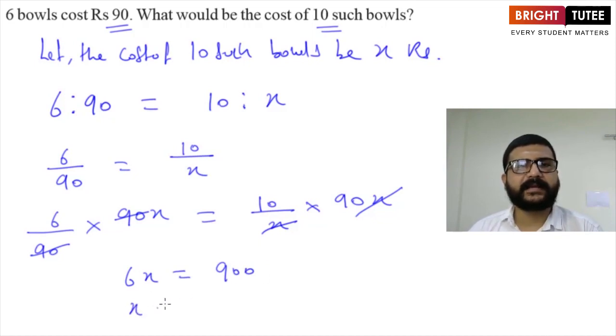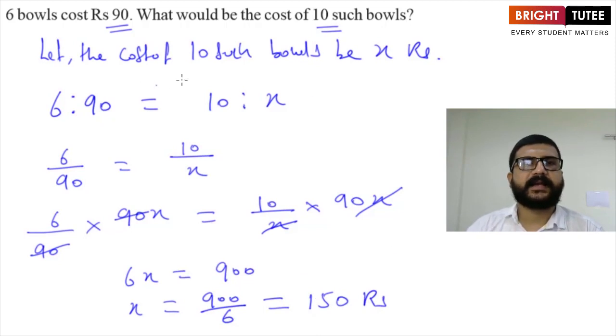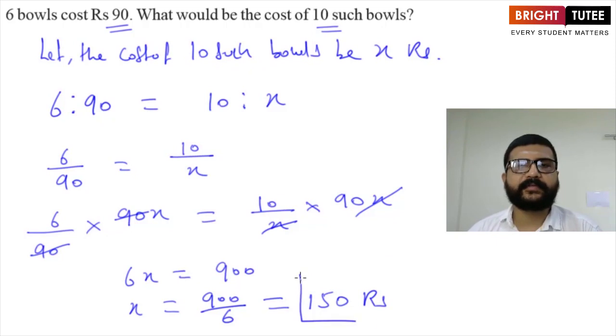Now from here we can get x is equal to 900 divided by 6. So what we did here, we simply transposed this 6 here on the right side of the equation, and we know 900 divided by 6 will give us 150. So the value of x we are getting is 150 rupees. Hence we can say that cost of 10 such bowls is 150 rupees.